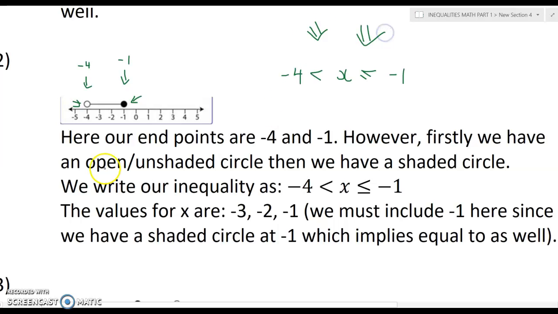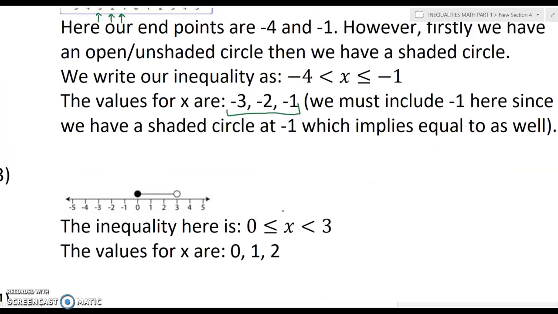Now if we have to list the values of x, we are not including -4 because there's no equal line there, right? So then it will be -3, -2, and -1 because we have that shaded circle there which represents the equal to part, right? So these here are my values for x. And this is just in case a question asks you what are the values, right?